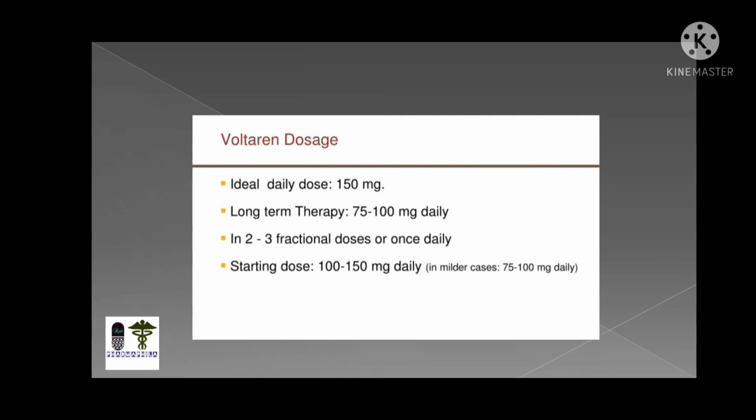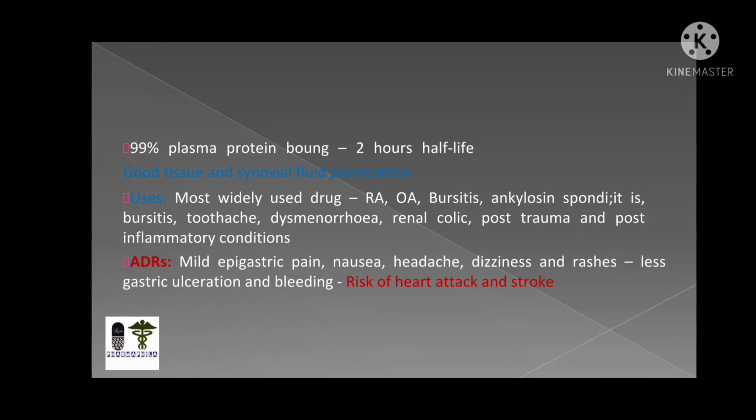Now Voltaren dosage: ideally daily doses of 150 mg. For long-term therapy, 75 to 100 mg daily in 2 to 3 fractional doses, or 1 daily. Starting dose, that is the loading dose, 100 to 150 mg daily. In milder cases, 75 to 100 mg daily. It is 99% plasma bound, because it is highly protein bound, and its half-life is 2 hours. Good tissue and synovial fluid penetration. It is the most widely used drug in rheumatoid arthritis and all these inflammatory conditions, as I described in the previous slides.